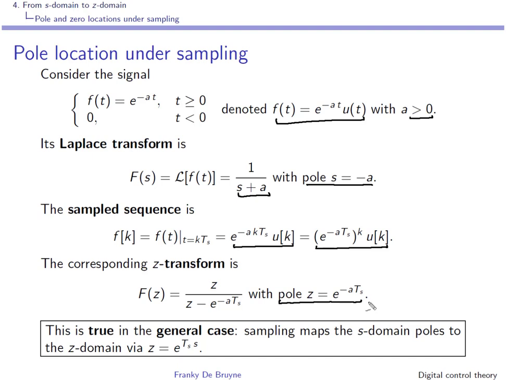So what you can conclude from this example, and it is true in general, is that the discrete time pole is obtained from the continuous time pole by the relation: exponential of the continuous time pole times Ts. Right? So we can say that in general, sampling maps the S domain poles to the Z domain via the same relation that we had already considered before.